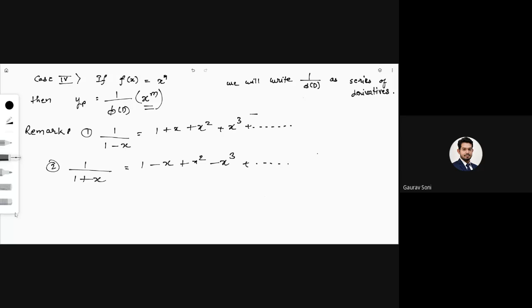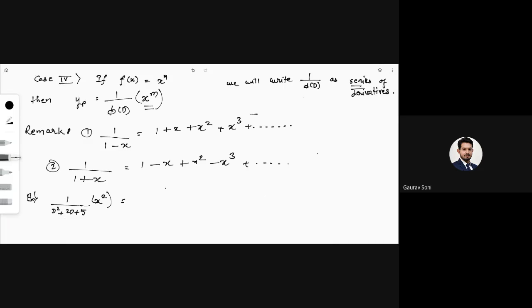I will just try to explain by a small example. How do you use it? Say what I have to find is 1 upon d square plus 2d plus 5 times x square. What I said, 1 upon phi of d, you will have to write it down in a series form. And the series is for 1 plus x, for 1 upon 1 minus x.